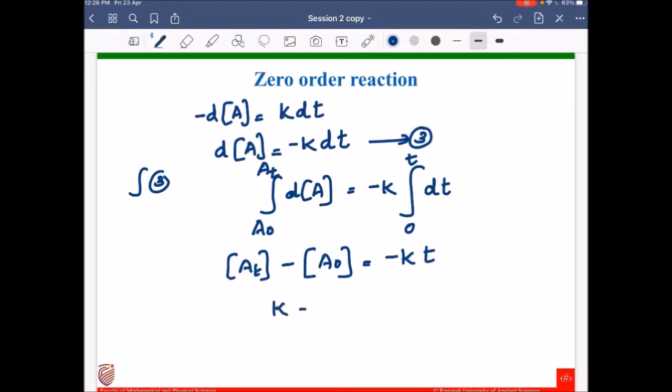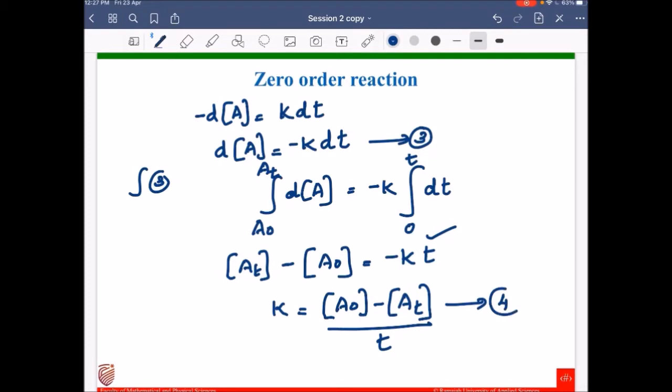If you rearrange this equation and if you are trying to get an equation for the rate constant, the equation will be k equal to A0 minus At divided by t. So by rearranging this equation, we will be able to get the rate constant equation for zero order reaction, and we will write this equation as equation number 4. So this is the equation for rate constant for zero order reaction.